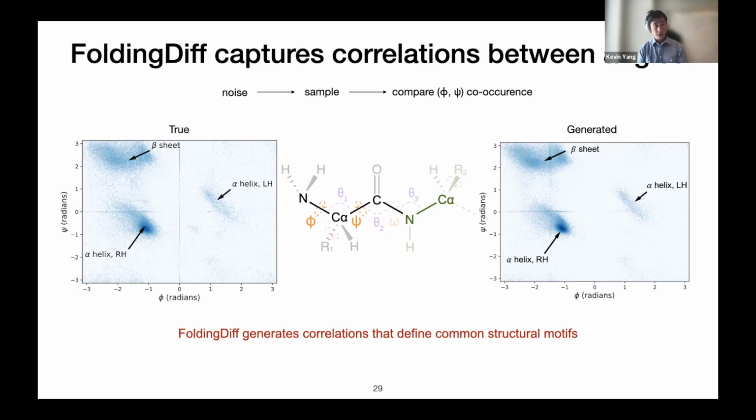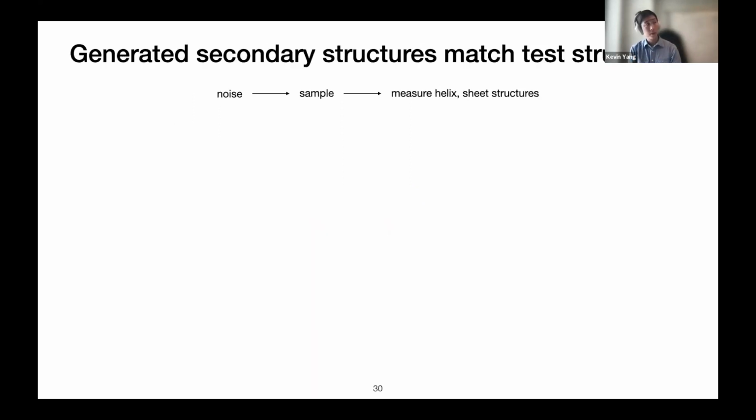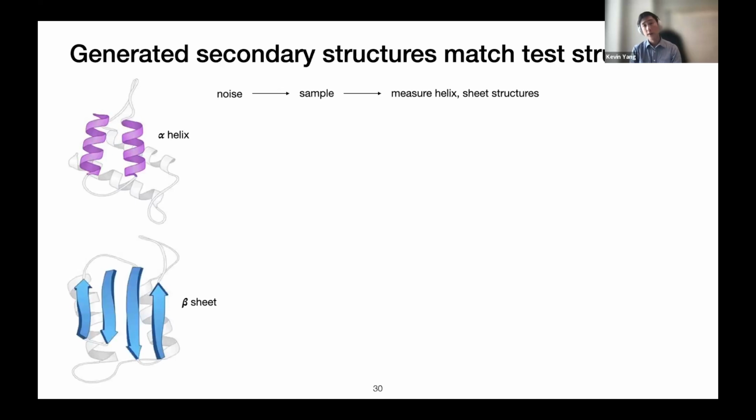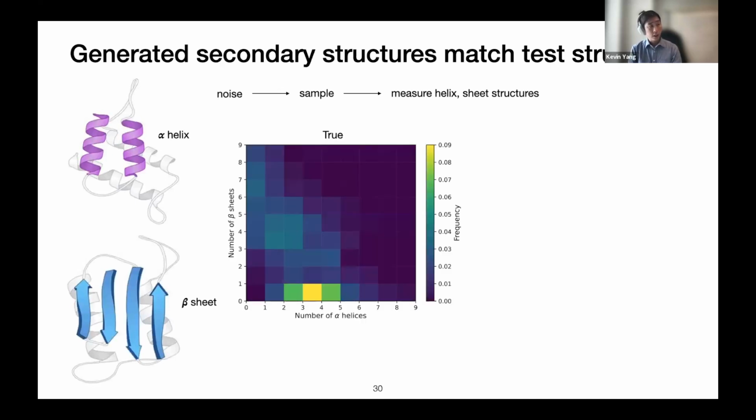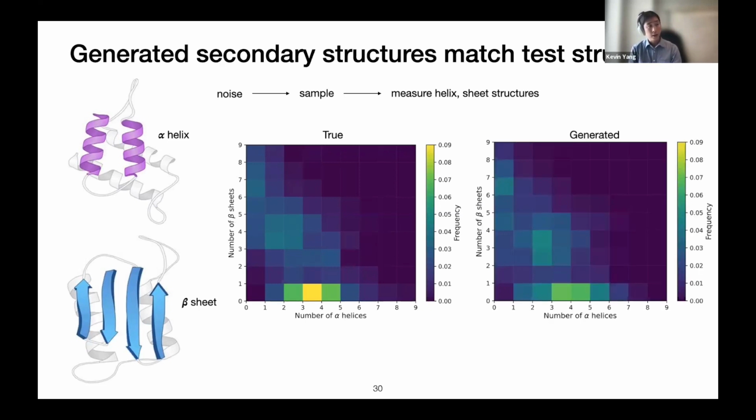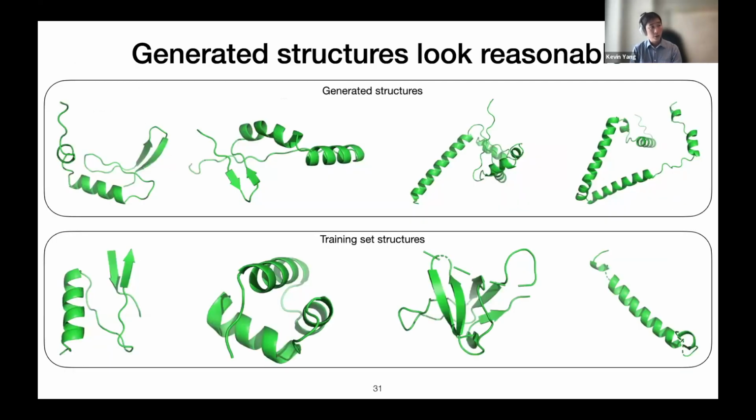So we can also generate the correlations that define common structural motifs. If we also predict secondary structures, so we noise sample and then predict helices and sheets, alpha helices look like this, beta sheets generally look like this. Here's a true co-occurrence matrix for alpha helices and beta sheets in our test set. And here's what the generated ones look like. These also look pretty similar, which is good. And these are somewhat cherry-picked, but we can generate realistic structures, which is also good. At the top, you see generated ones, and at the bottom, you see some training set structures.